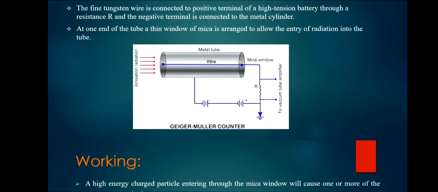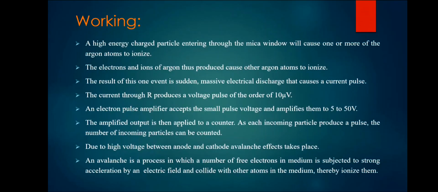Let us move forward to the working of the GM counter. When a high energy charged particle enters through the mica window, it causes one or more argon atoms present inside the tube to ionize. After ionizing, the electrons and ions of argon cause other argon atoms to ionize. This process goes on, and the result of this one event is a very sudden, massive electrical discharge that causes a current pulse. The current through the resistance R produces a voltage pulse of the order of 10 microvolt.